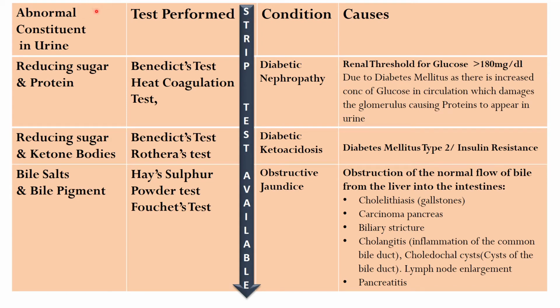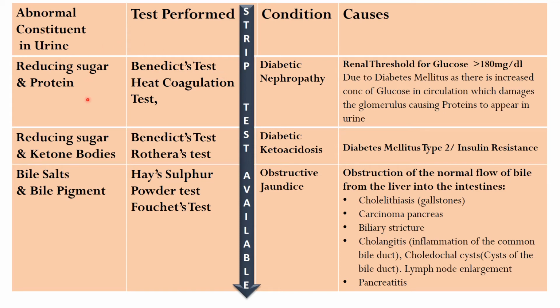So, in continuation to the table above, now we will discuss the presence of two abnormal constituents in the urine sample, the tests that we will perform to confirm them, the conditions and their causes. So now let us start with the first combination, that is reducing sugar and protein. When reducing sugar and protein are present together in one sample, we will perform Benedict's test for reducing sugar and heat coagulation test for the protein. So it's important to remember which test is for which abnormal constituent.